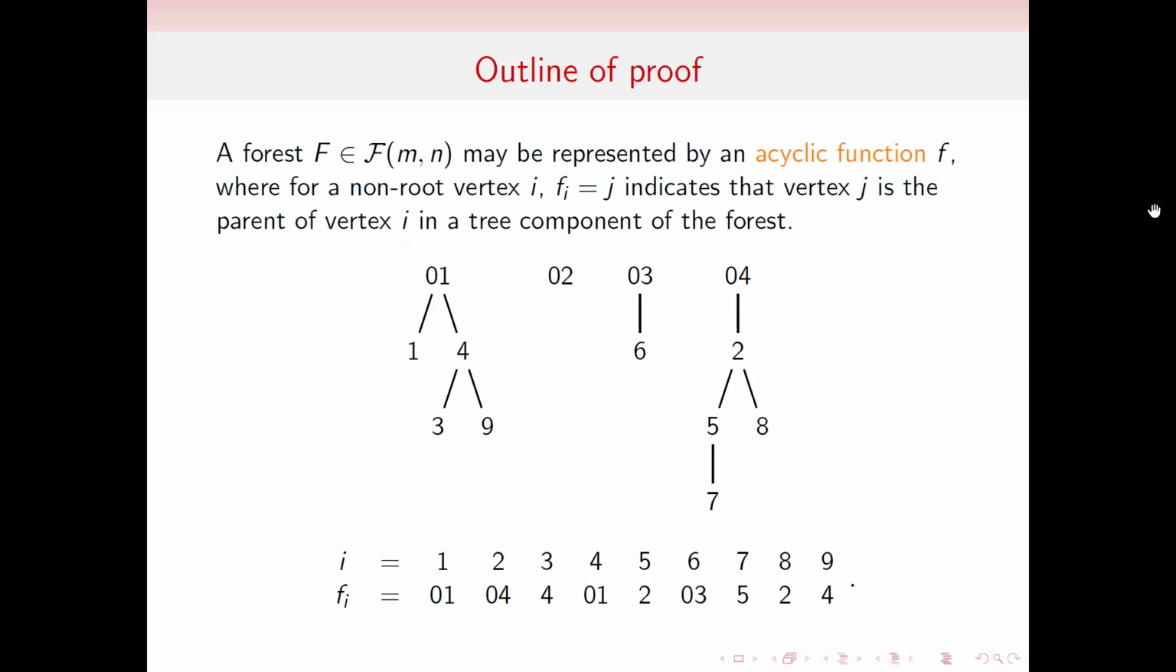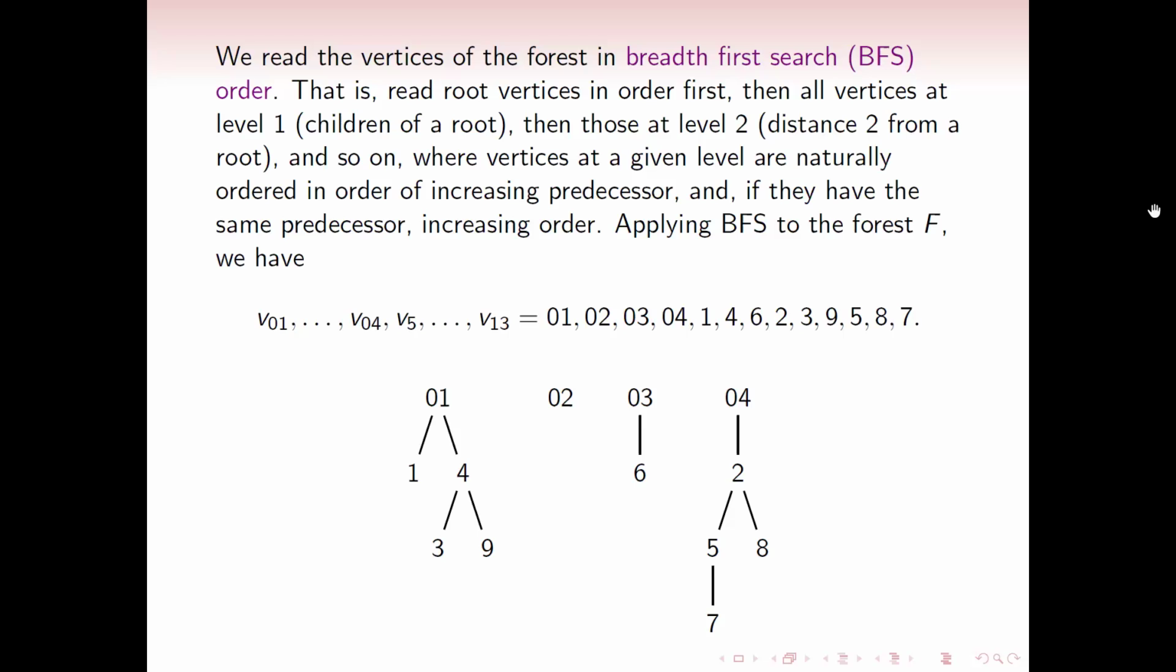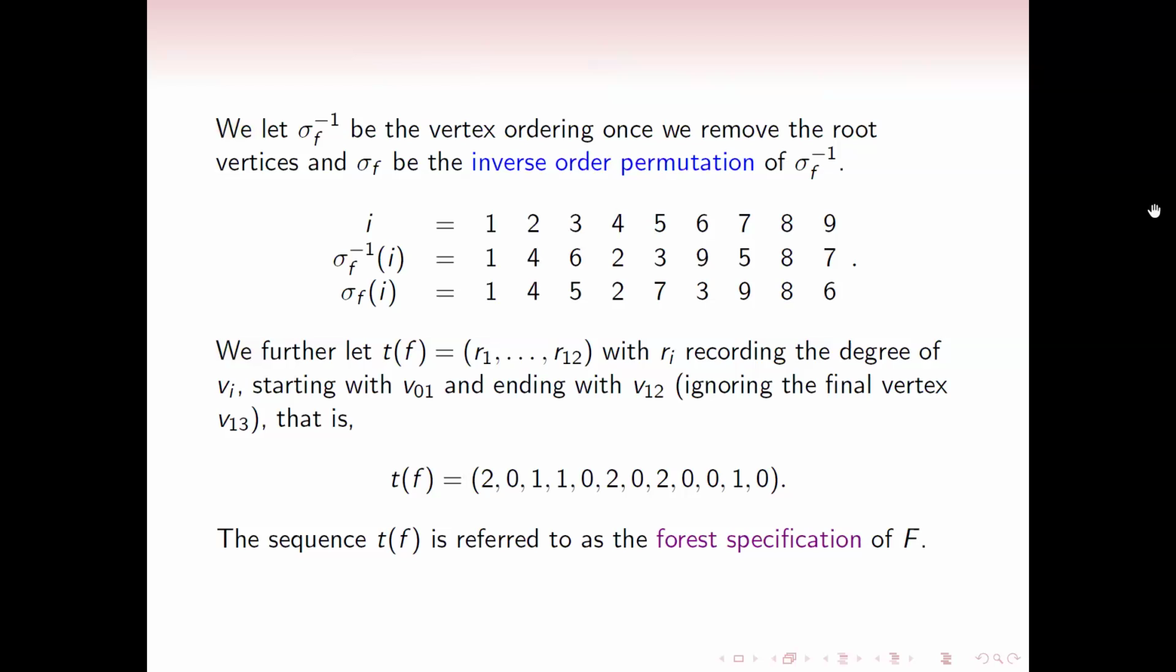So the idea is that we can build a cyclic function representation for every tree. So you just need to list the vertex number, and then you look at its parent, and this will give you a cyclic representation. And then through the cyclic representation, we can do a breadth-first search, as in computer science. And then for this breadth-first search, we can write down, so it's actually not that difficult. You read the roots, and then you read all the vertices in level 1 and then level 2 and so on. And if they have a common predecessor, you read the number from small to large. If it's a different predecessor, it's about the predecessor number. And then from this, you can also do a tree specification and the forest order permutation.